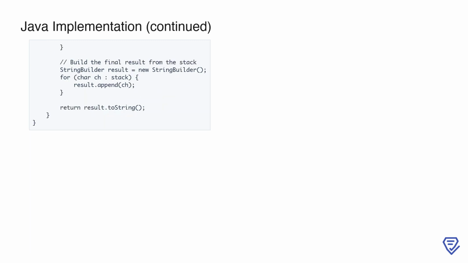After processing all the characters in the input string, the stack contains the remaining characters in their correct order. To construct the final result, we create a string builder and append each character from the stack to it. This ensures that the string is built in the correct sequence. Finally, we convert the string builder to a string and return it as the result. This approach efficiently handles the reversal of substrings within parentheses using a stack, maintaining a time complexity of O(n), where n is the length of the input string.